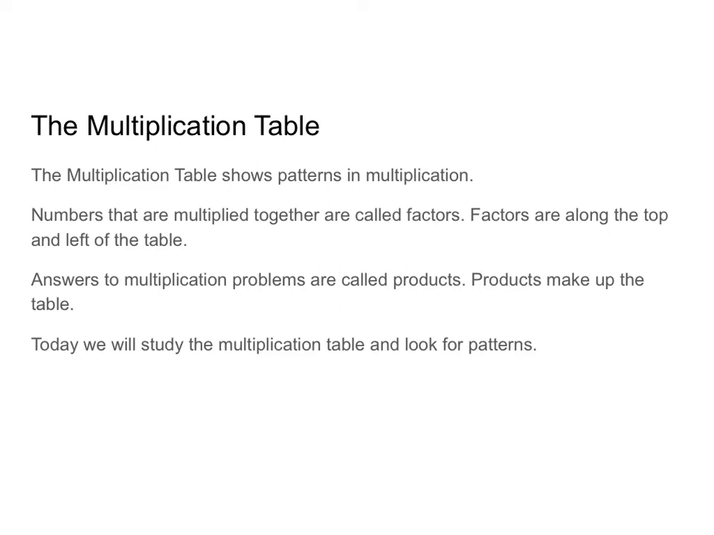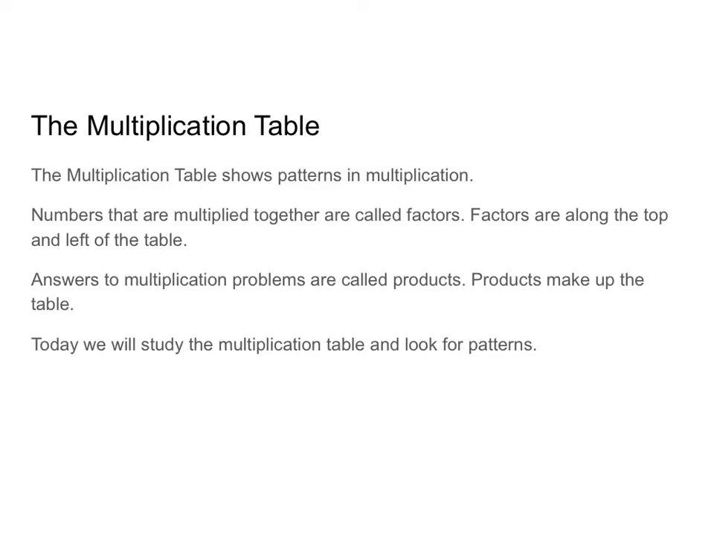Numbers that are multiplied together are called factors. Okay, we should know that vocabulary term, but if you forgot it, I'm here to remind you, numbers you multiply together are factors. All of your factors are the numbers that are along the top and down the left side. They are thick, bolded numbers. Answers to multiplication problems are called products, and that is what is all inside the multiplication table.